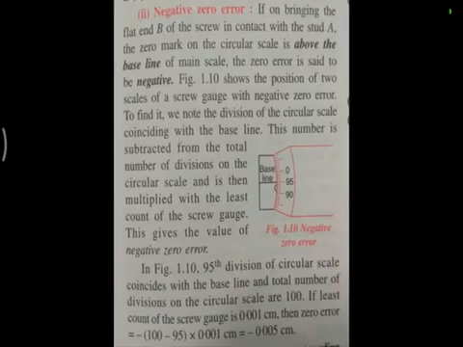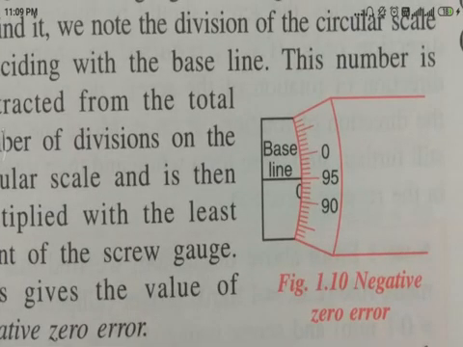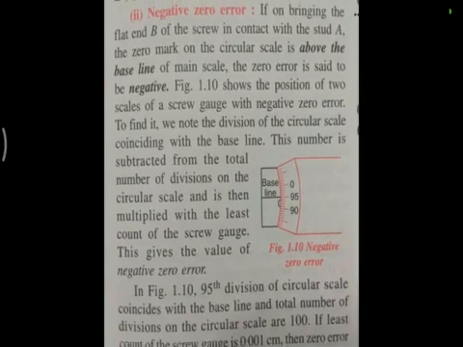Next is your negative zero error. If on bringing A and B in contact, the zero of the circular head is above the baseline. See, now over here 0 is above the baseline, right? So this is called your negative zero error. So what is negative zero error? If the zero of the circular head is above the baseline of the main scale, then the zero error is said to be negative zero error.